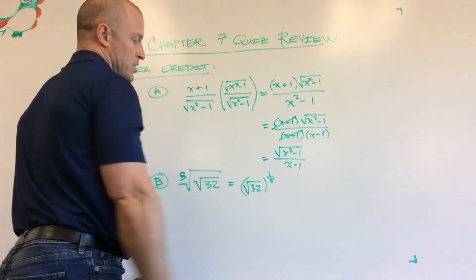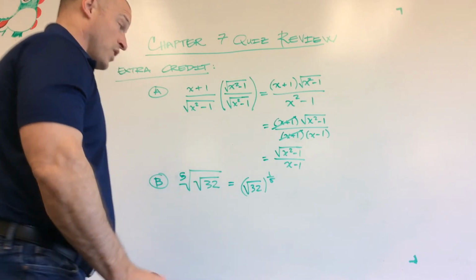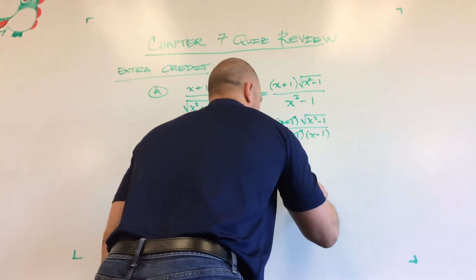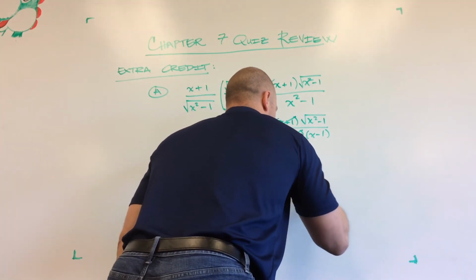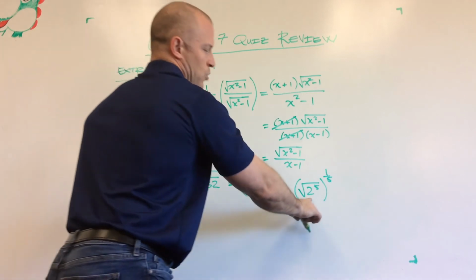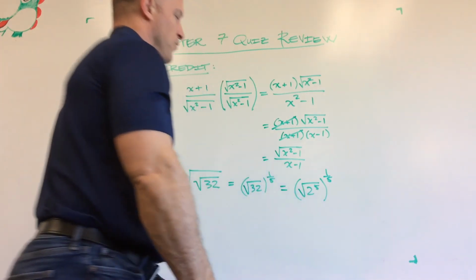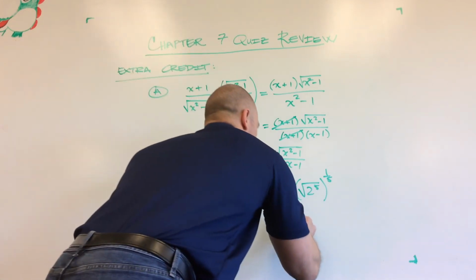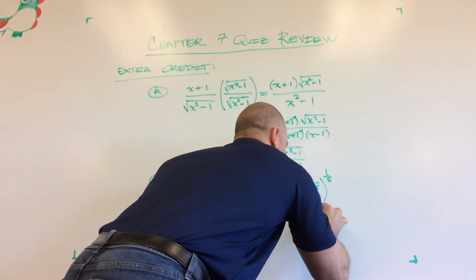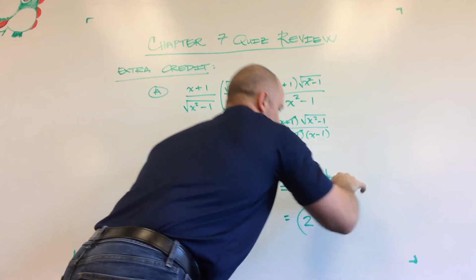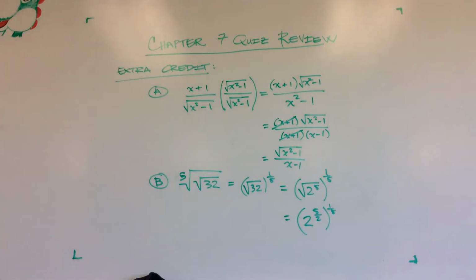The square root of 32, well, 32 is 2 to the 5th. So we can rewrite the 32 as the square root of 2 to the 5th. All of this is to the 1/5. But we can rewrite this in exponent form as well. This is the square root of 2 to the 5th, so this is 2 to the 5th over 2, but all raised still to the 1/5 power.